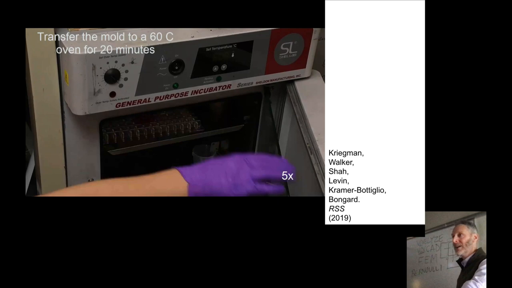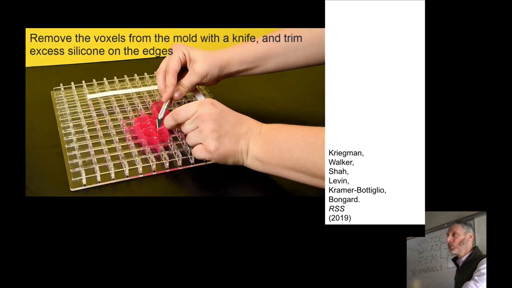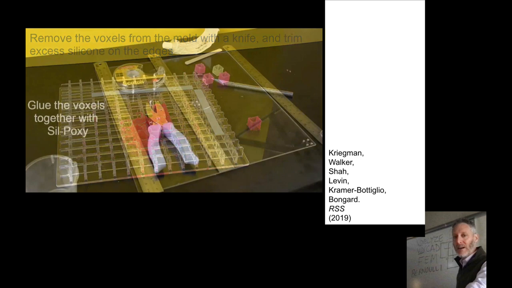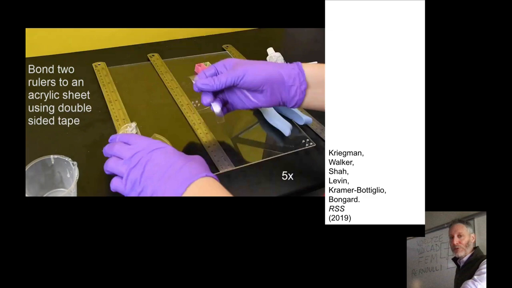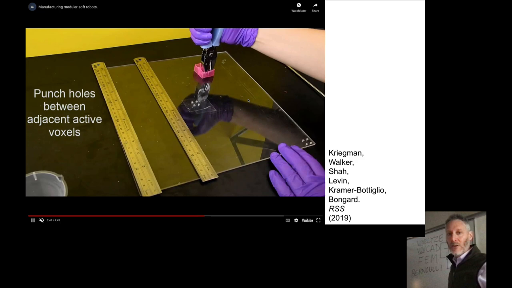Once the dragon skin has cooled down and solidifies, you can cut it out of the mold with an X-Acto knife. We've got 5 of the 6 sides of the voxels now. Sam just glued the 4 voxels together. What's the hole punch for? He's punching neighboring holes.